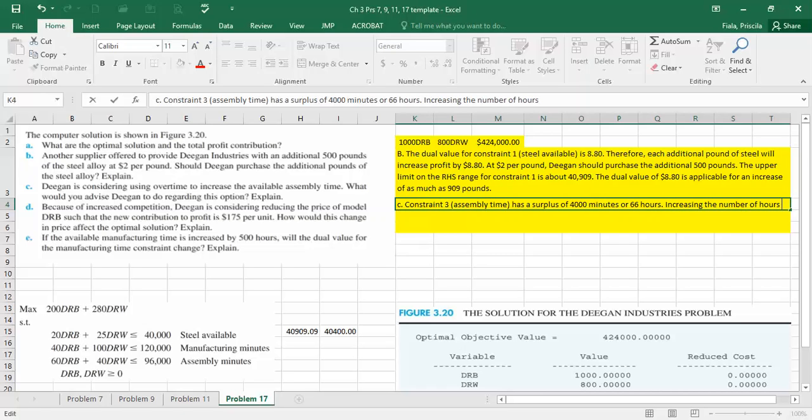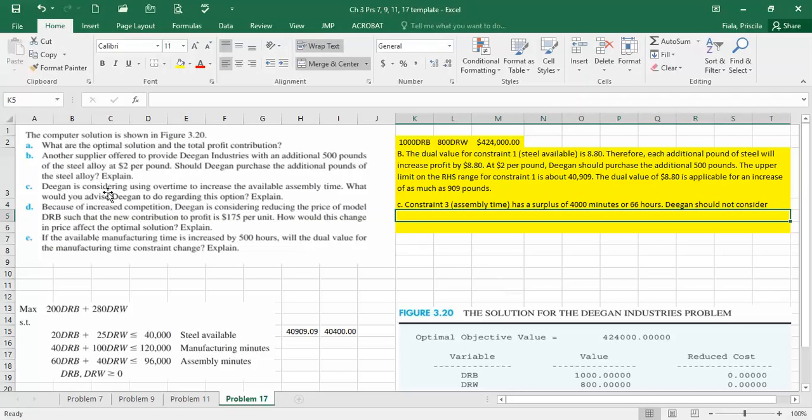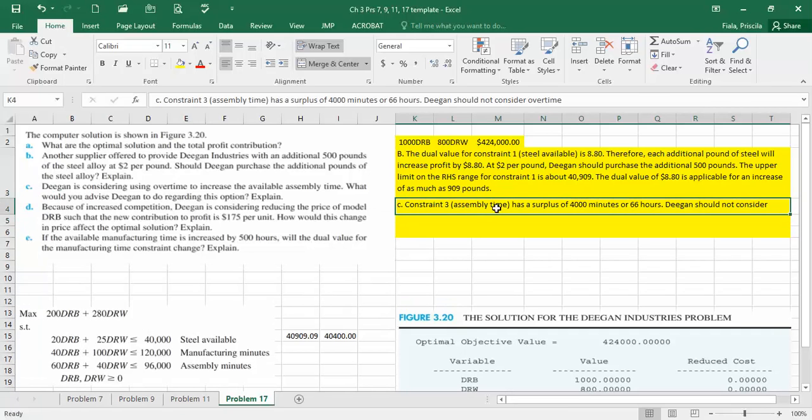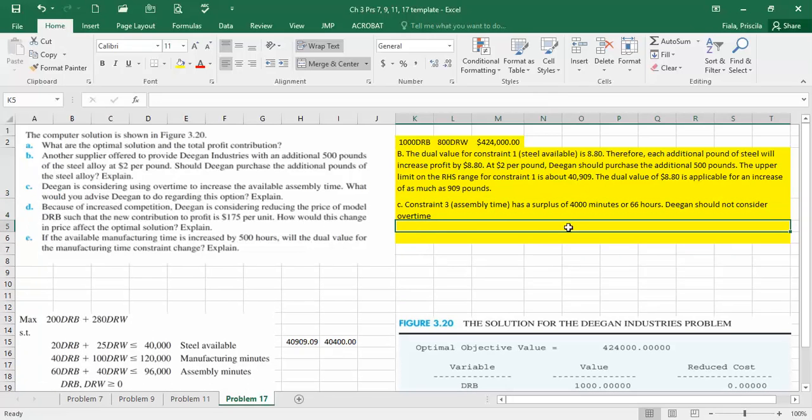So we should just say Tegan should not increase or should not consider overtime. I'm actually looking at the problem too. Should they consider? No, they should not consider overtime. Again, we have enough. We have more than enough. Okay, so now let's go to D.